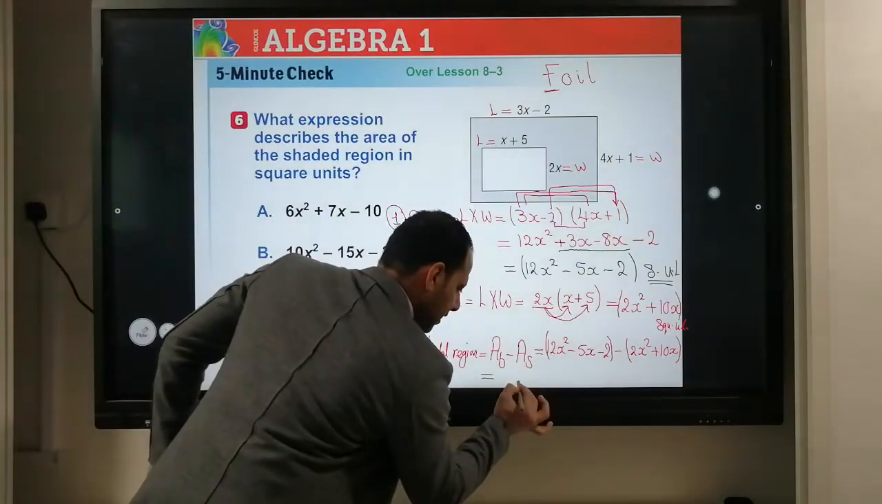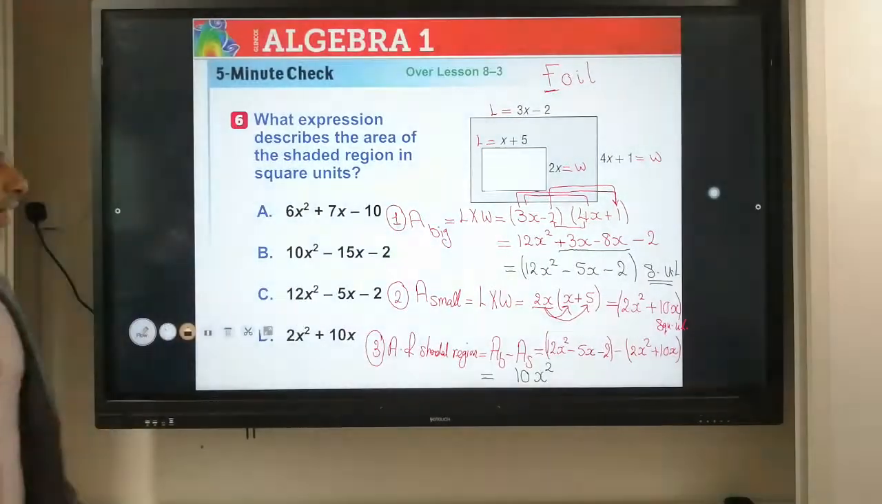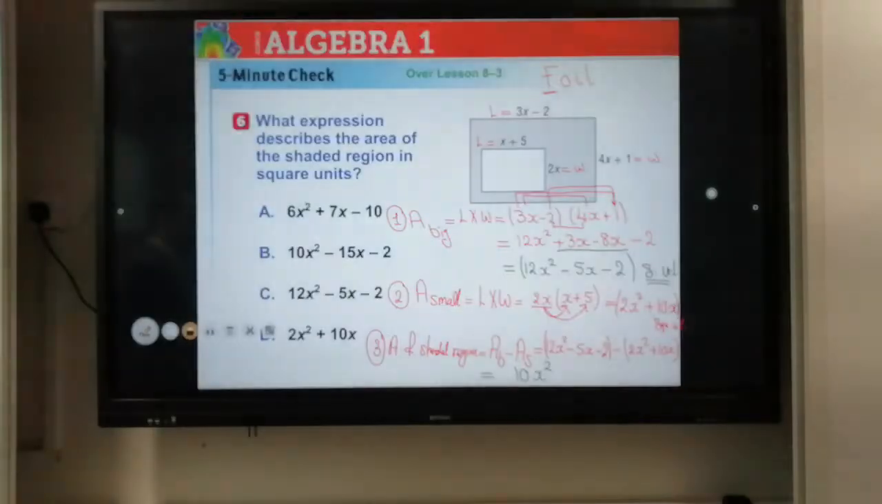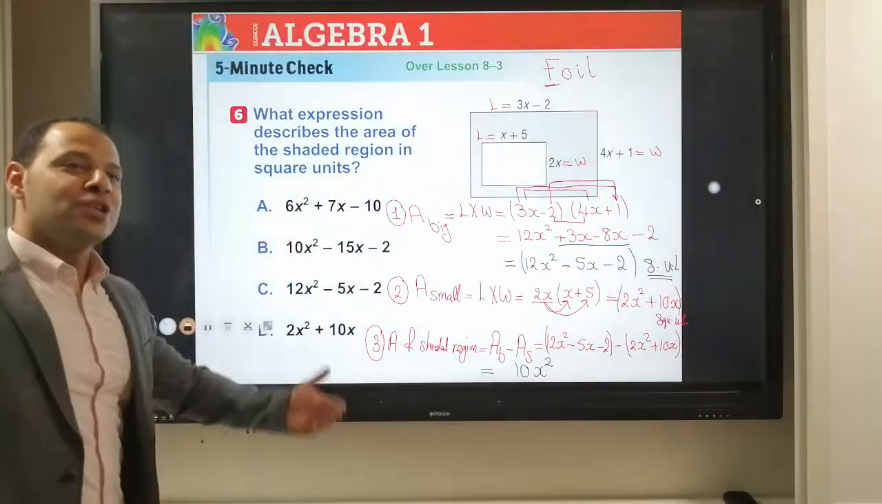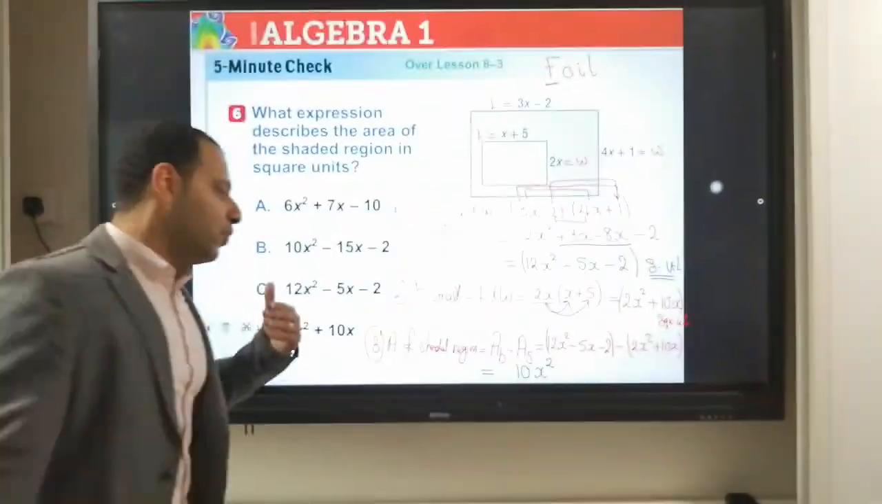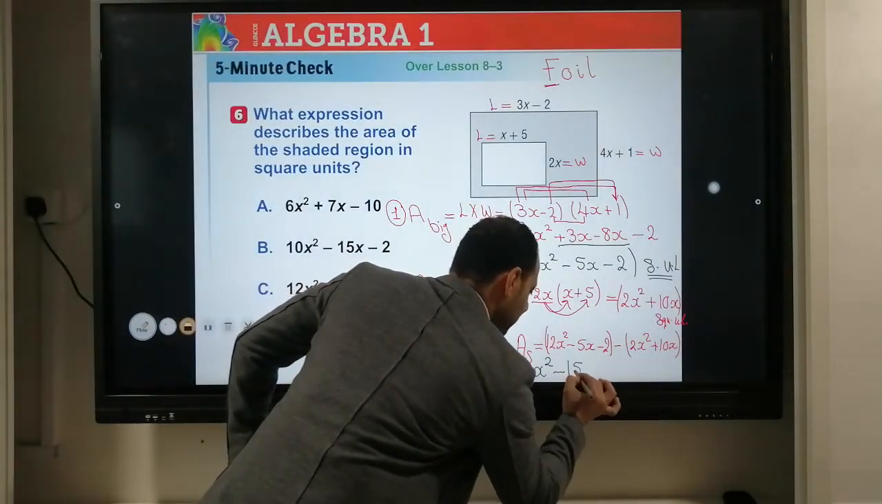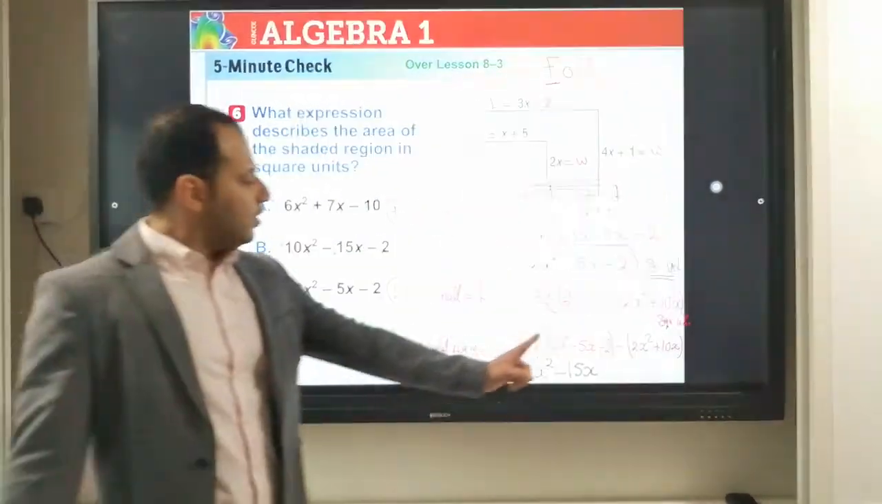Yes, it's 10x power 2. Okay, and negative 5x minus 10x. Excellent. The same sign, so we must add and put their sign, which is negative, and 15x. Okay, after that, this is negative 2.